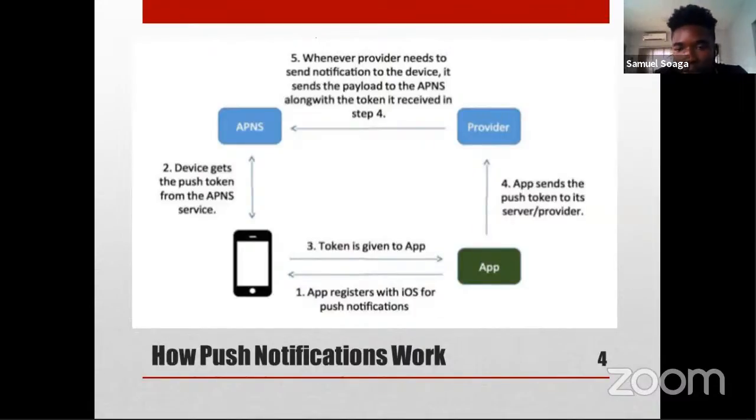So anytime you decide you want to send push notifications to people on the app, the provider sends it to the APNS, which, with the token, knows this is the device you are sending the push notification to. Then the APNS sends it to the phone, even when it is not on the app. So that's how the entire push notification system works.